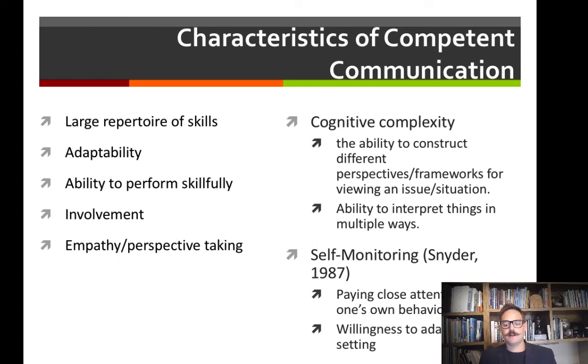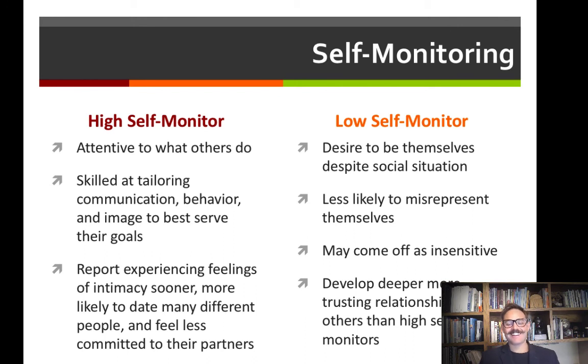Self-monitoring is paying attention to our own behavior and the way we are communicating, and the willingness to adapt to social settings. Okay, so self-monitoring, a little bit about this. We see that there are high self-monitors and low self-monitors. So high self-monitors are individuals that are very attentive to their personal behaviors, to what they're saying, how they dress, and so forth. And these individuals are skilled at tailoring their communication behavior and image to best serve their goals.